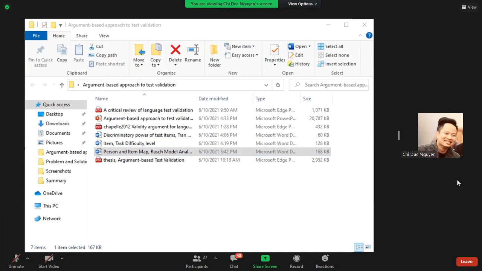From the Rasch model analysis, you can see the difficulty levels of the items on the right-hand side over here. Here is a person-item map. On the right-hand side, you're going to see the items. In this listening test, we have 35 items altogether. The items are arranged in terms of difficulty level. The easiest item is going to be here, and the most difficult item is going to be.